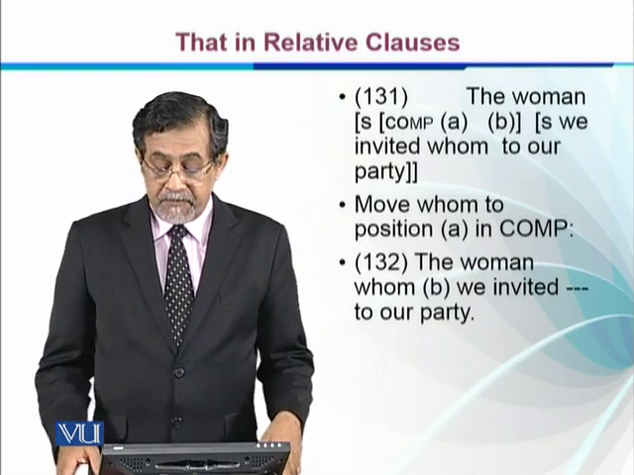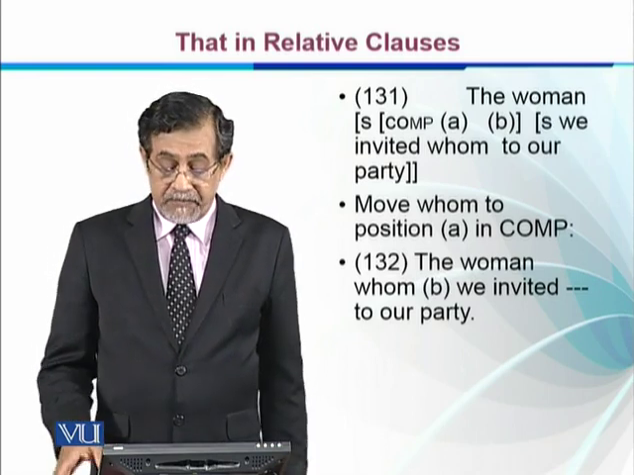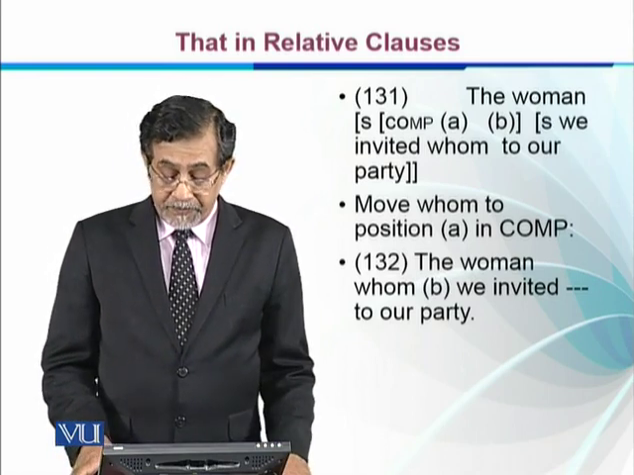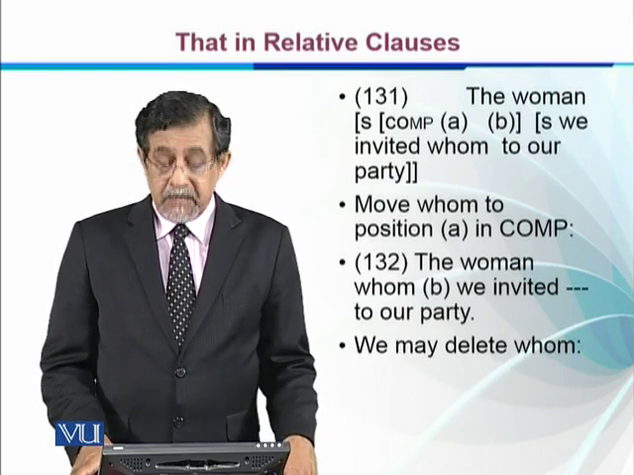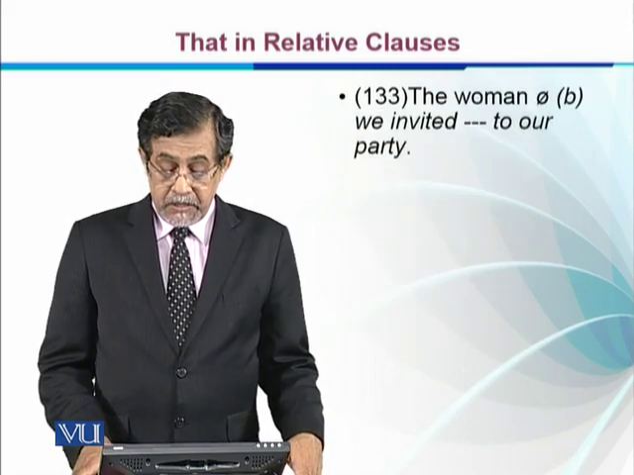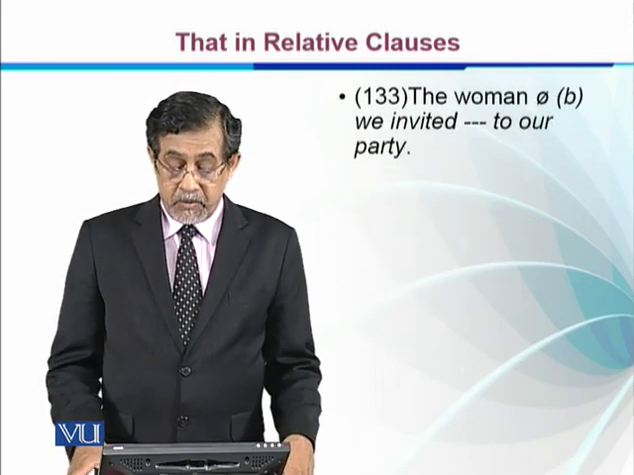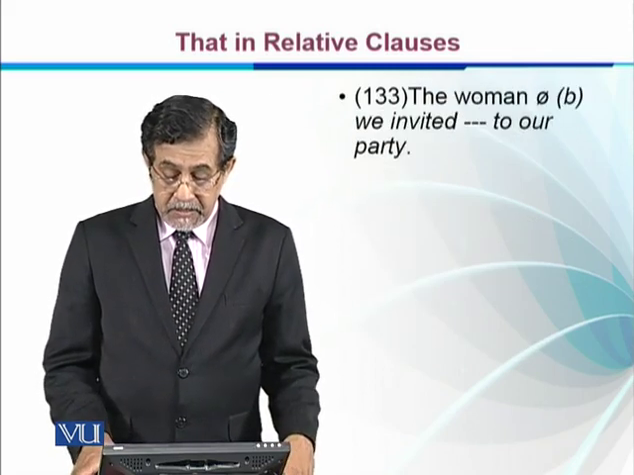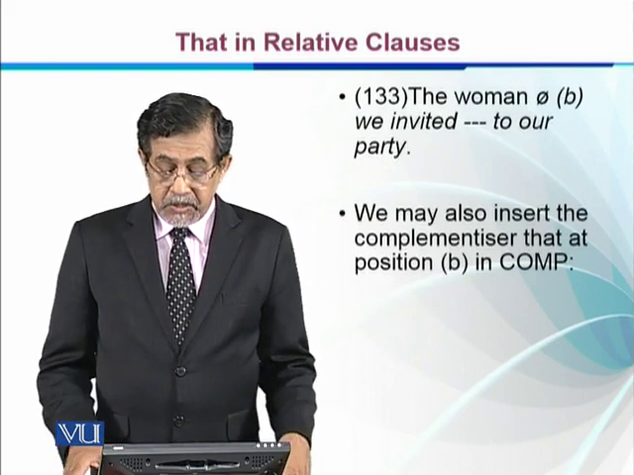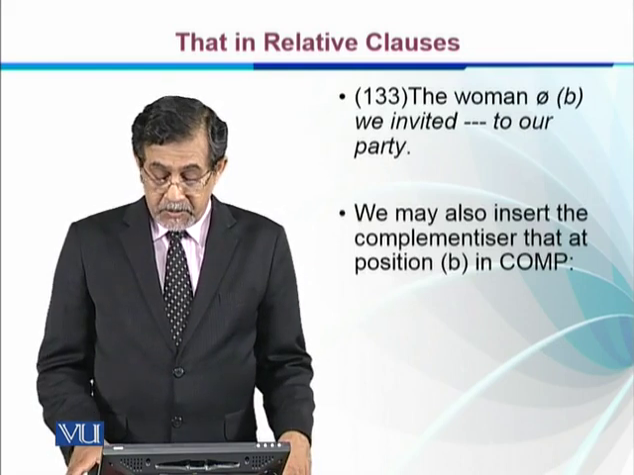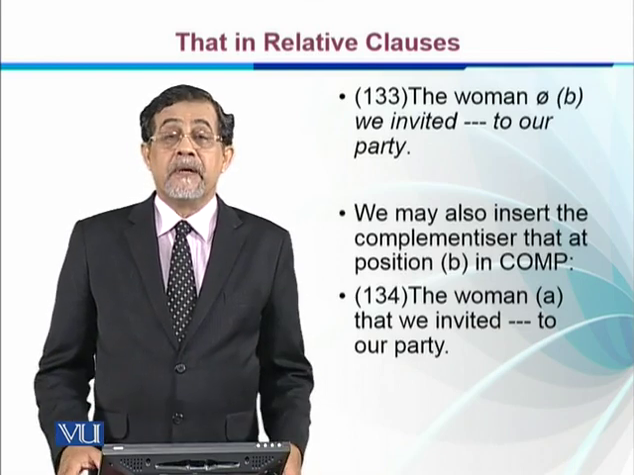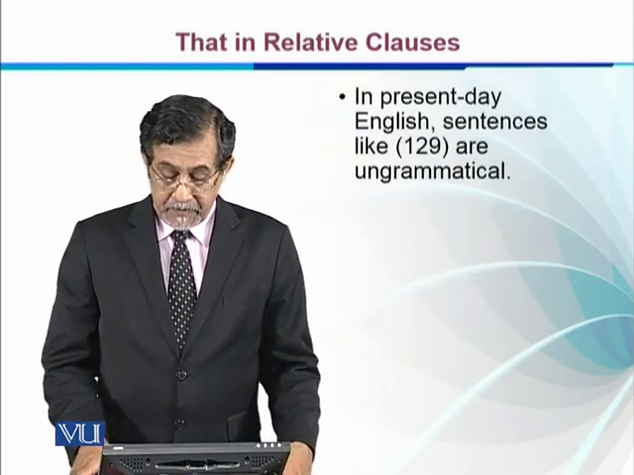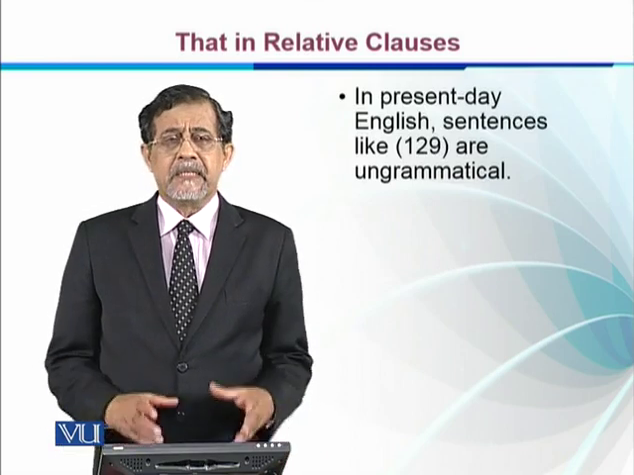So we have the empty place of whom. We may delete whom. The woman we invited to the party. So the woman, then we have zero, we invited to the party. We may also insert the complementizer that at position B in complementizer, and we say the woman that we invited to the party.